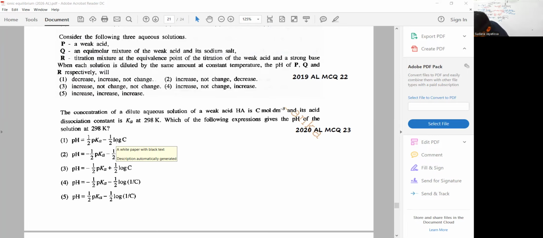So then what is this? Minus log to the base 10 of H3O plus is pH. pH equals half pKa minus half log C. Because this minus sign and plus sign are getting the same. Understood? Easy one. From the 2020 A-level paper. I think the answer is answer 1. Yes. Answer 1, right?